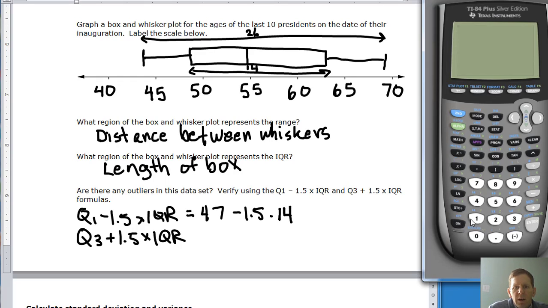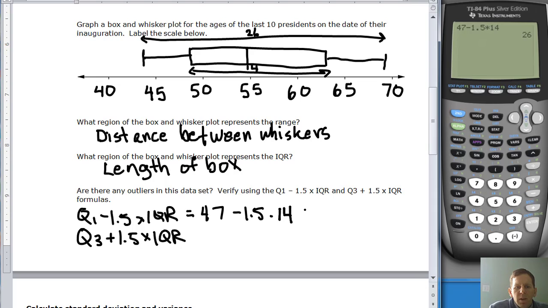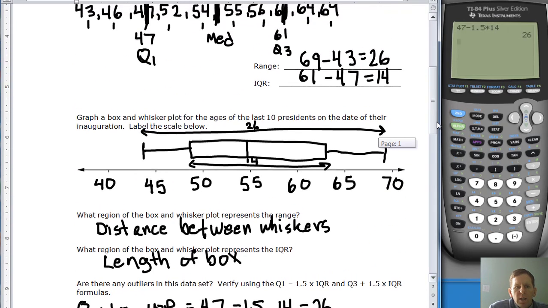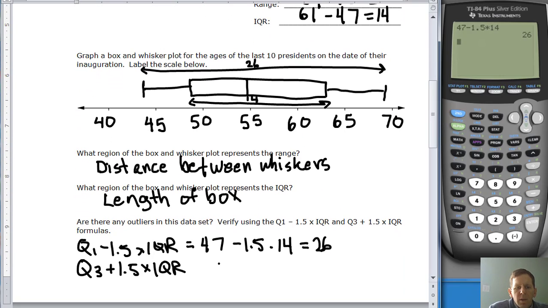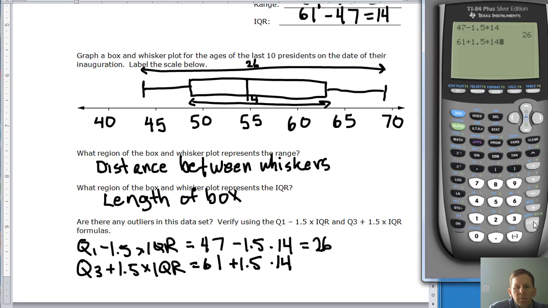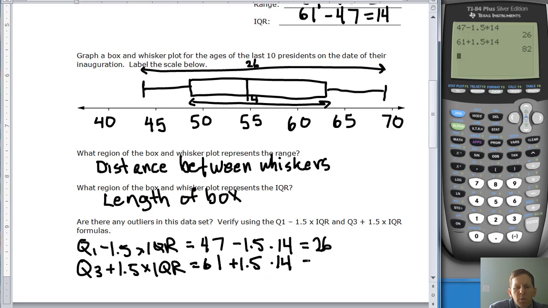And I'm going to use my calculator to calculate out what that value is. That value equals 26. So we'll write that down. And then for the other value, we're going to take Q3, which was 61, plus 1.5 times the IQR. And we'll calculate that. For this value, we get 82. So any ages for presidents that are not between 26 and 82, any values that are not in this region, are outliers.